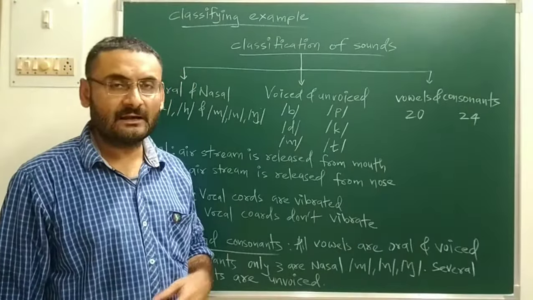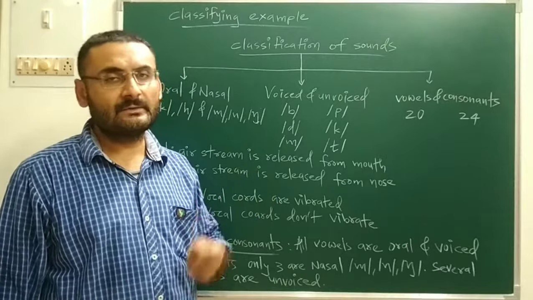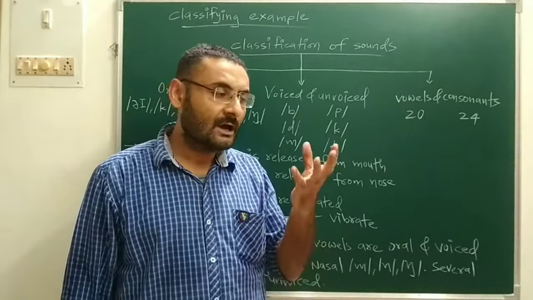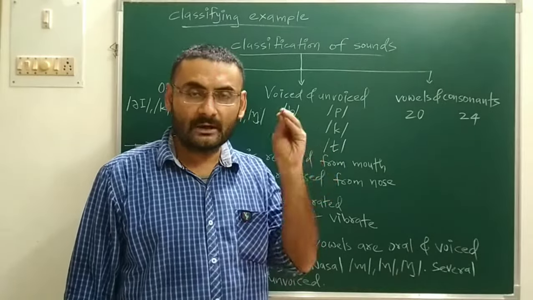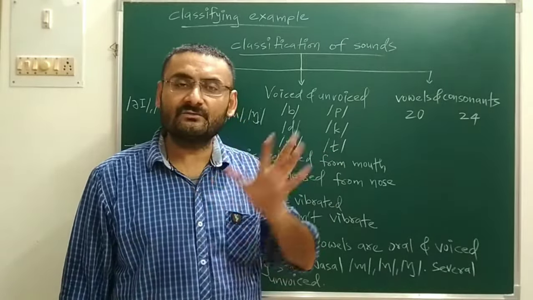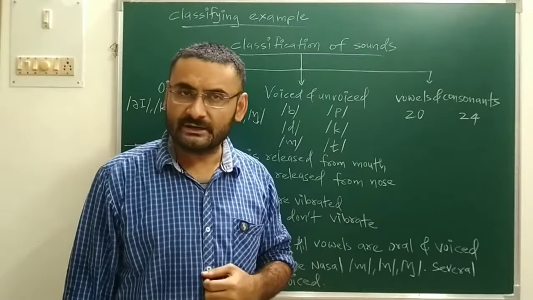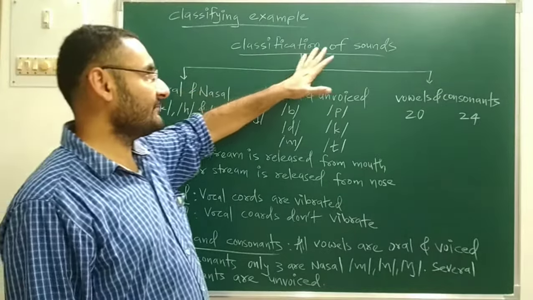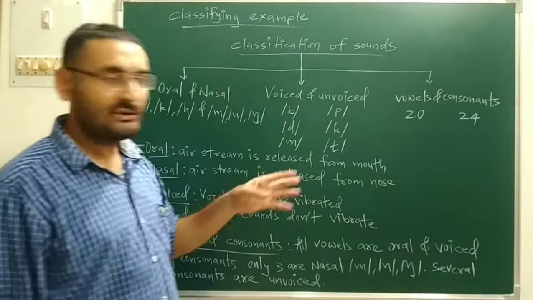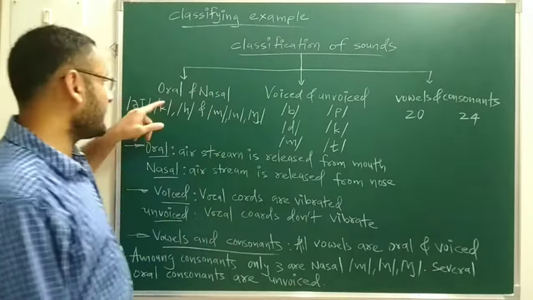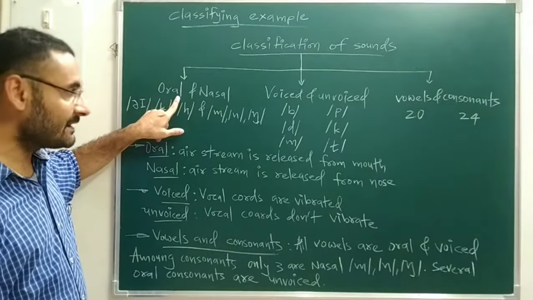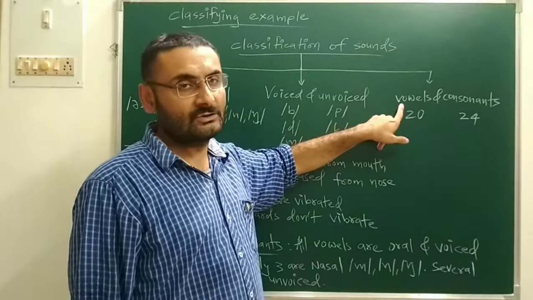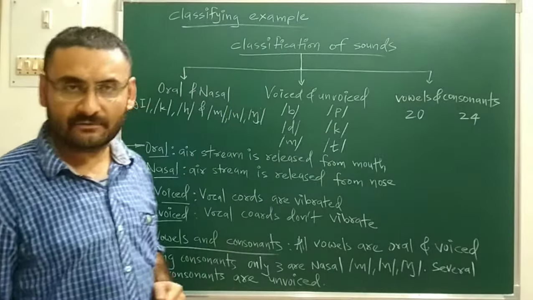Now I will classify one topic so that the picture will be clear to you, how you should select the principle of classification, and how the things you are keeping in the classified groups will suit each individual. So over here the topic is classification of sounds. As you know, a total of 3 classifications are there. The first one is known as oral and nasal, next is voiced and unvoiced, and then vowels and consonants. So these are the 3 classifications.